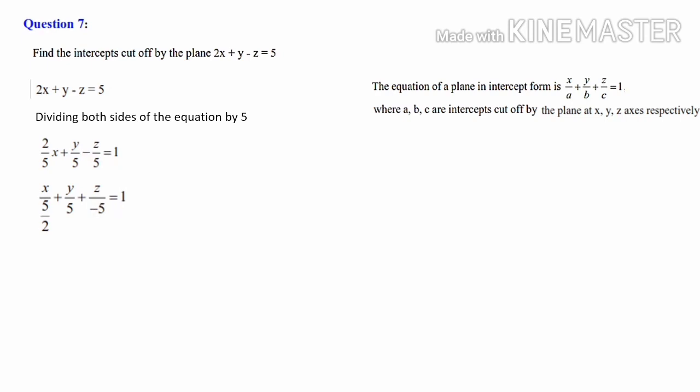Now this is in the form x by a plus y by b plus z by c is equal to 1. You have to compare it with the standard equation. Then we can write a is equal to 5 by 2, b is equal to 5 and c is equal to minus 5. So these are the intercepts a, b and c: 5 by 2, 5 and minus 5.